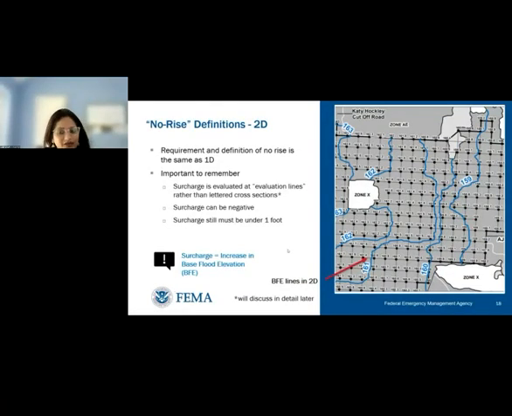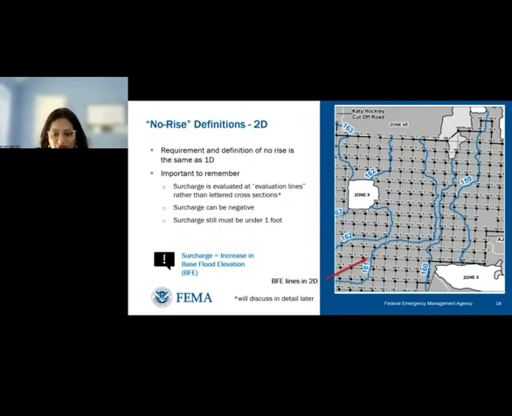Okay, so now let's discuss no-rise definitions in 2D compared to 1D. The reason we're going back and forth between 1D and 2D is that the expectation of this webinar is that you already have some familiarity with 1D. So we wanted to make sure that we address whether 2D is different. If there is a major difference, we're going to talk about it.